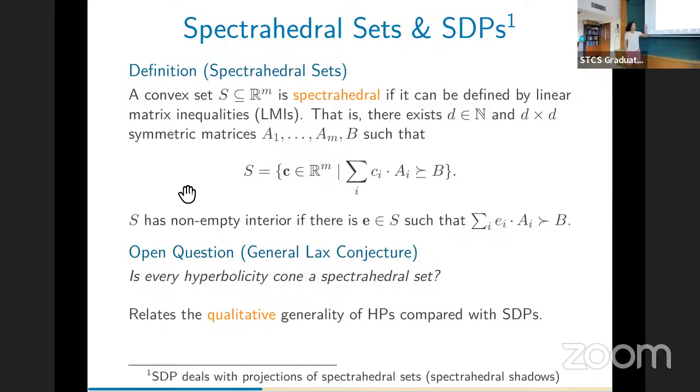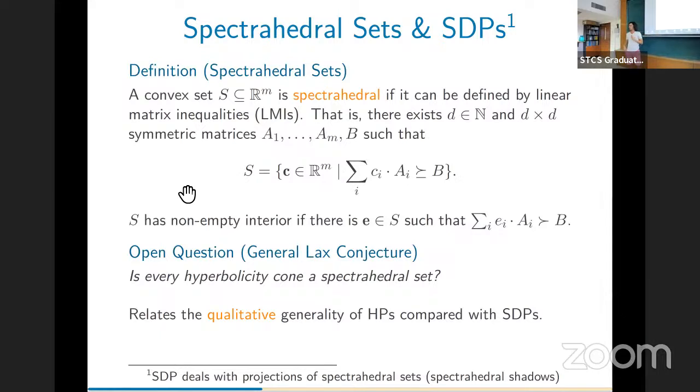So this is that qualitative statement, right? Is there more geometry in one than the other? And people believe that the answer is no. And a spectrahedral set, not a projection or a... Correct. Yeah, it's a spectrahedral set, not a spectrahedral shadow. Yeah, but that's also open.